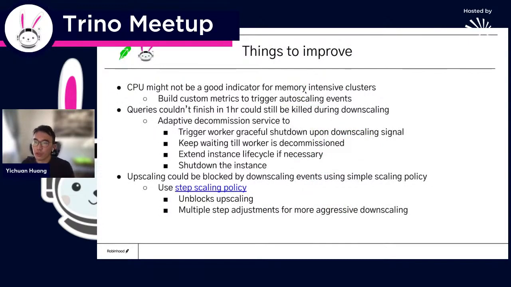So, things to improve. We still have a couple of things to improve on the autoscaling setup. First is CPU might not be a good indicator for memory-intensive clusters. But since ASG doesn't come with native support for memory, we can actually build our own custom metrics to trigger the autoscaling events. We had done that for our Hadoop cluster setup, so we can copy the same. We can basically just replicate the same stuff here.